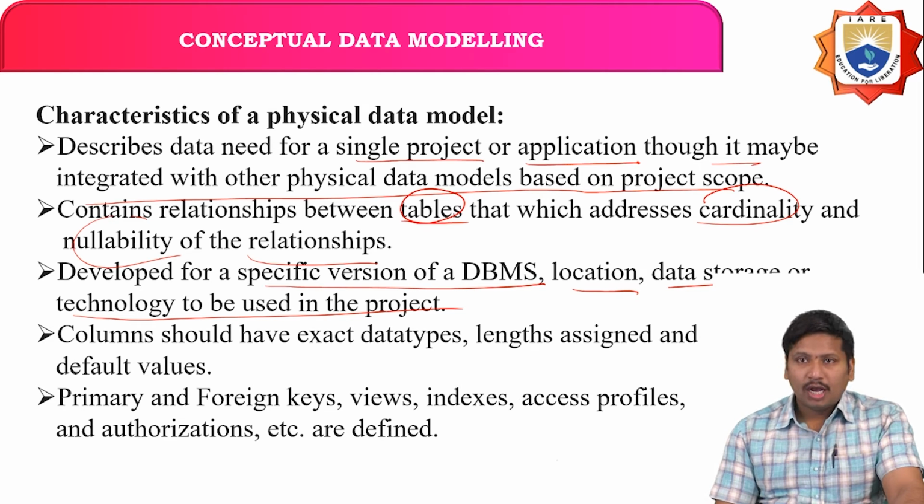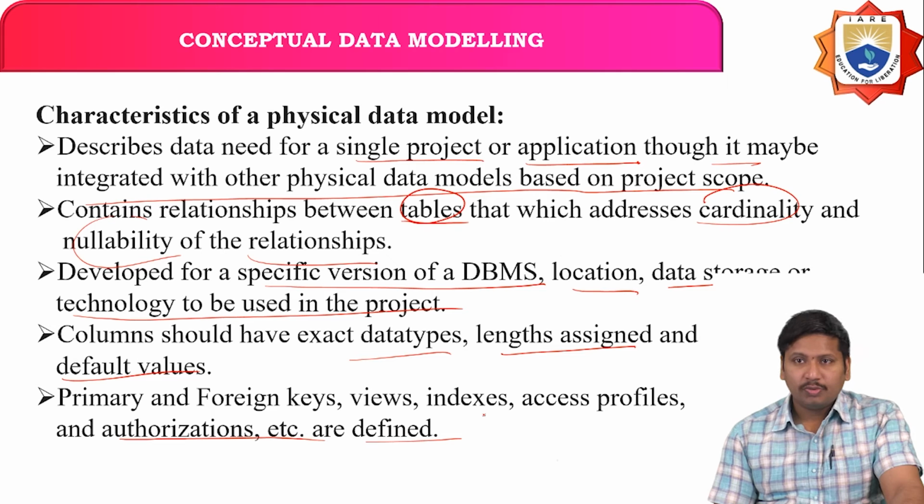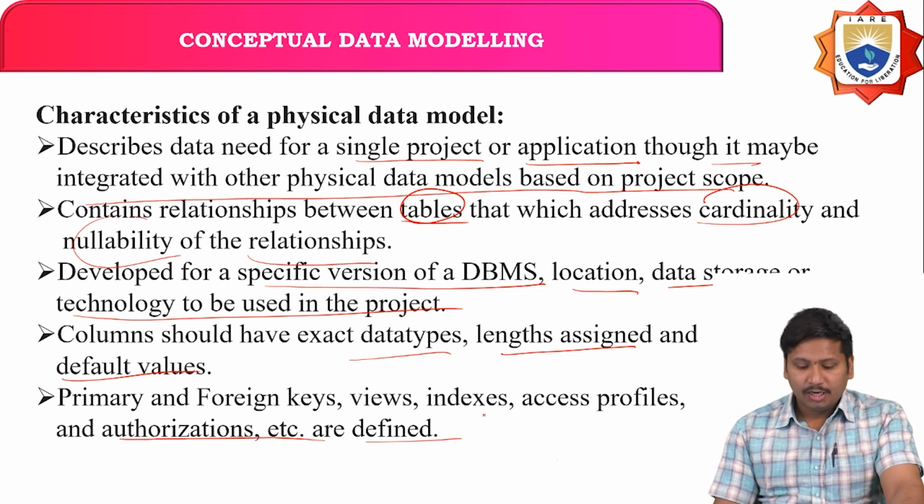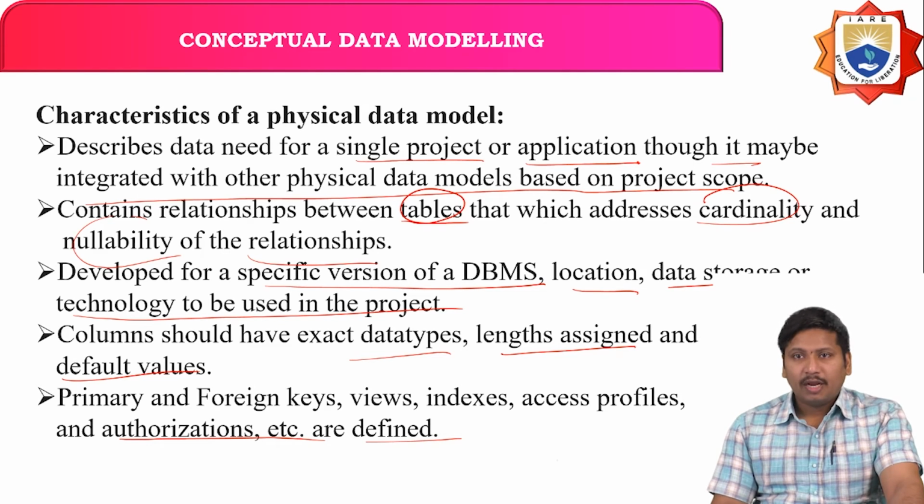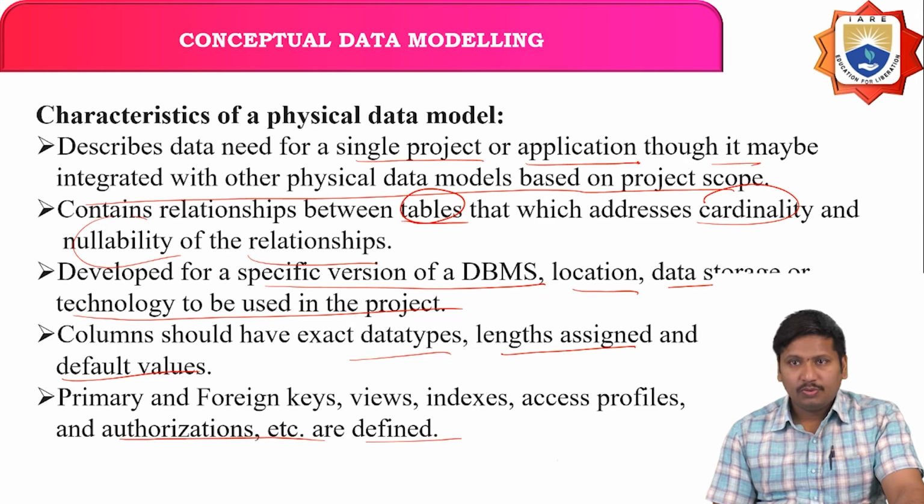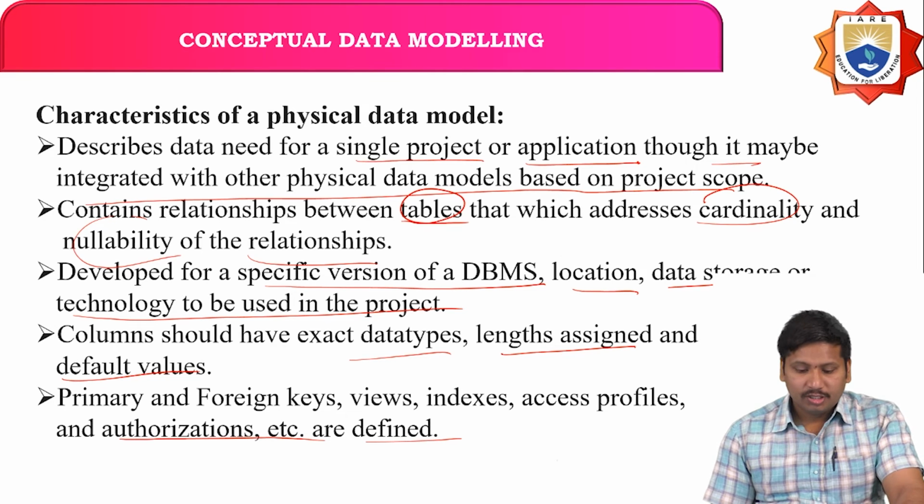And the columns should have exact data types, length assigned, and default values. So the primary and foreign keys, views, indices, access profiles, and authorizations are also defined in the physical data model. Okay, so the primary keys and secondary keys, views, indices, access profiles, and other authorizations are also defined in the physical data model.